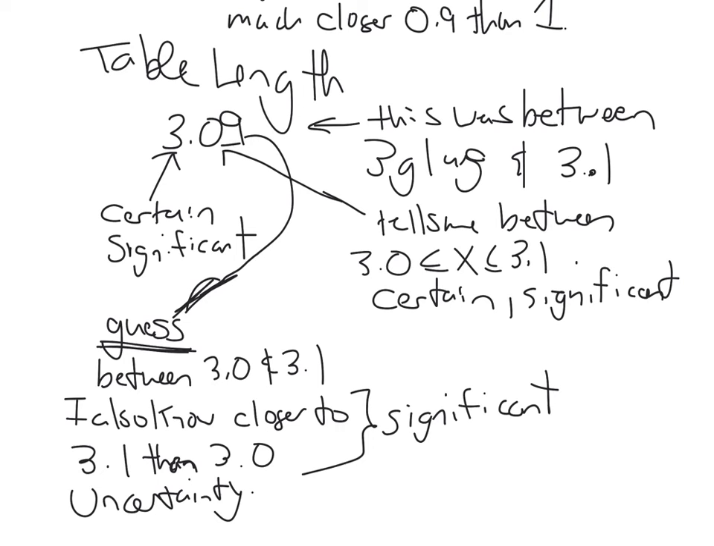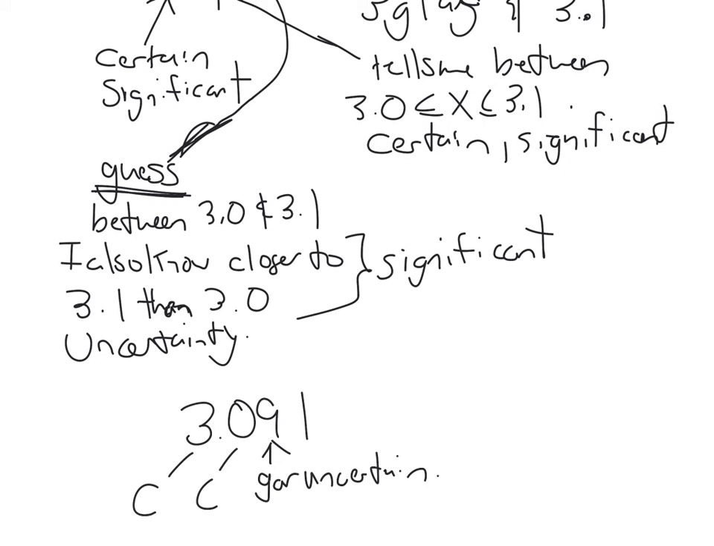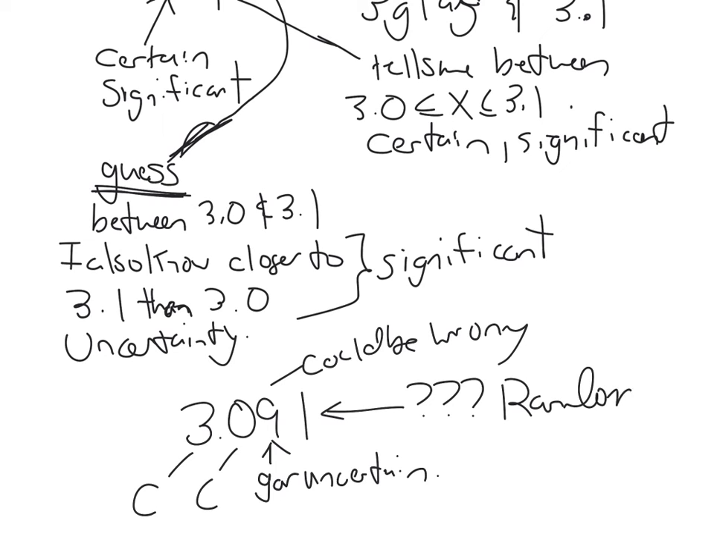At this point, it would be ridiculous to say that I could determine my measurement was 3.091 unless I had a different measuring device. I have two certain numbers, and then I have my first guess or uncertain. If I don't know my 9 is correct, what do I know about my 1? I know nothing. This is a random guess. And random guesses shouldn't be put down there.